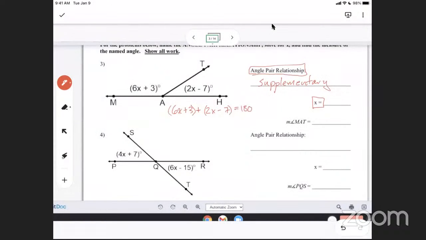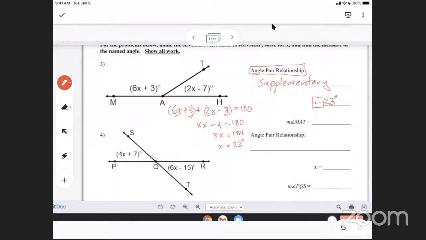What's the first step to solve this equation? Combine like terms. Good. So what's 6x and 2x? You get 8x. And what's 3 and negative 7? Negative 4. Don't forget the negative. Equals 180. Now what's the first step? You add 4 to 180. Good. So 8x equals 184, and then divide. So x equals 184 divided by 8, which is 23. How nice, it's a whole number.